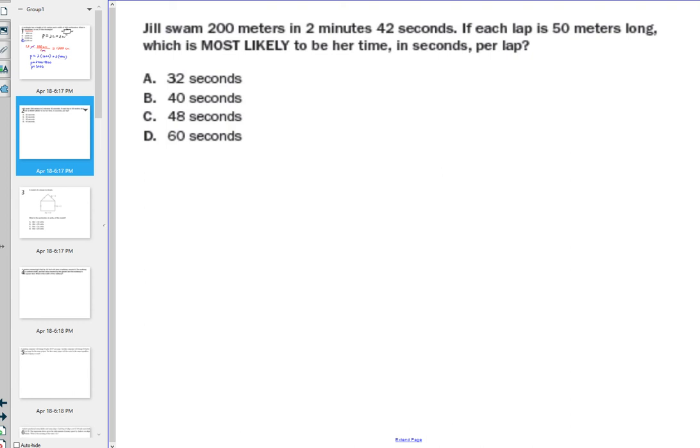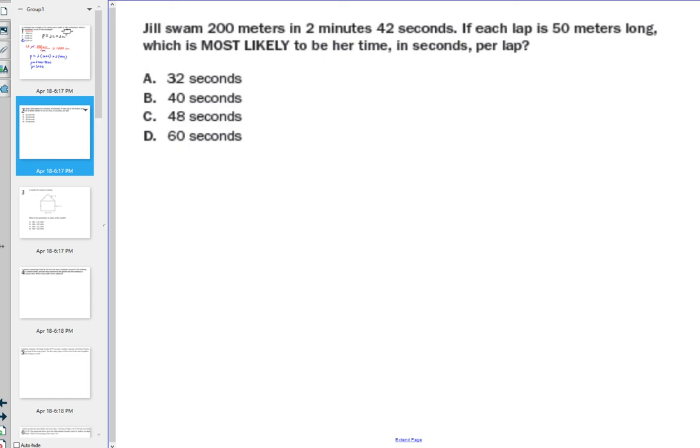Jill swam 200 meters in... Oh, that was a good one. Jill swam 200 meters in 2 minutes and 42 seconds. If each lap is 50 meters long, which is most likely to be her time in seconds per lap? So the key is to figure out how many laps there are.